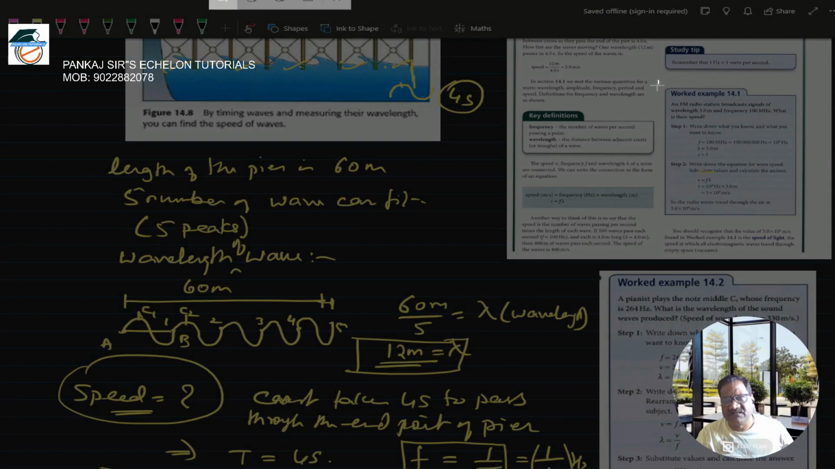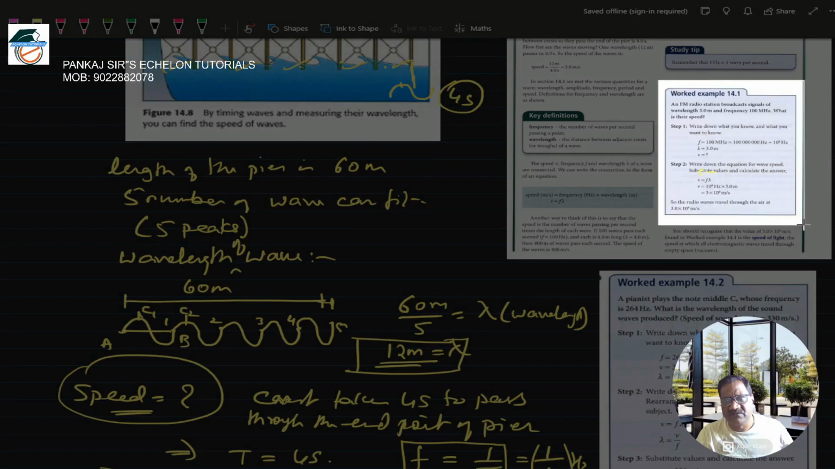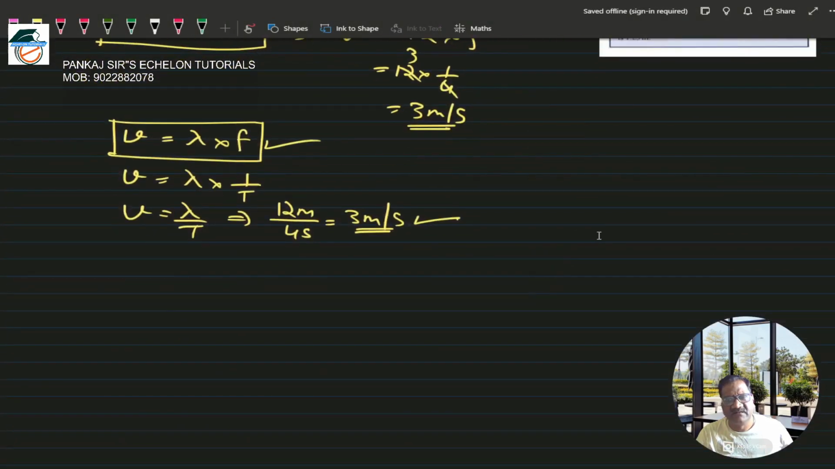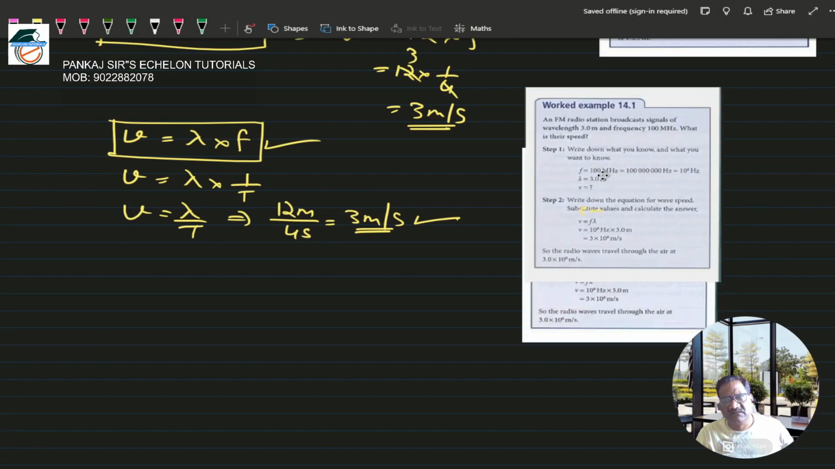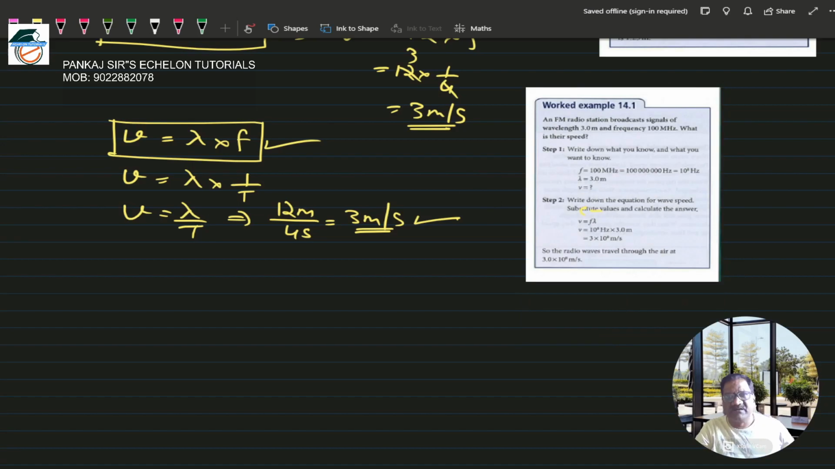So let me take this example on one side. Okay, now let us work this example. Now what this example says is, okay, let me read out from the book. It says that an FM radio station broadcasts signals of wavelength 1.5 meter. This is that example we are doing.